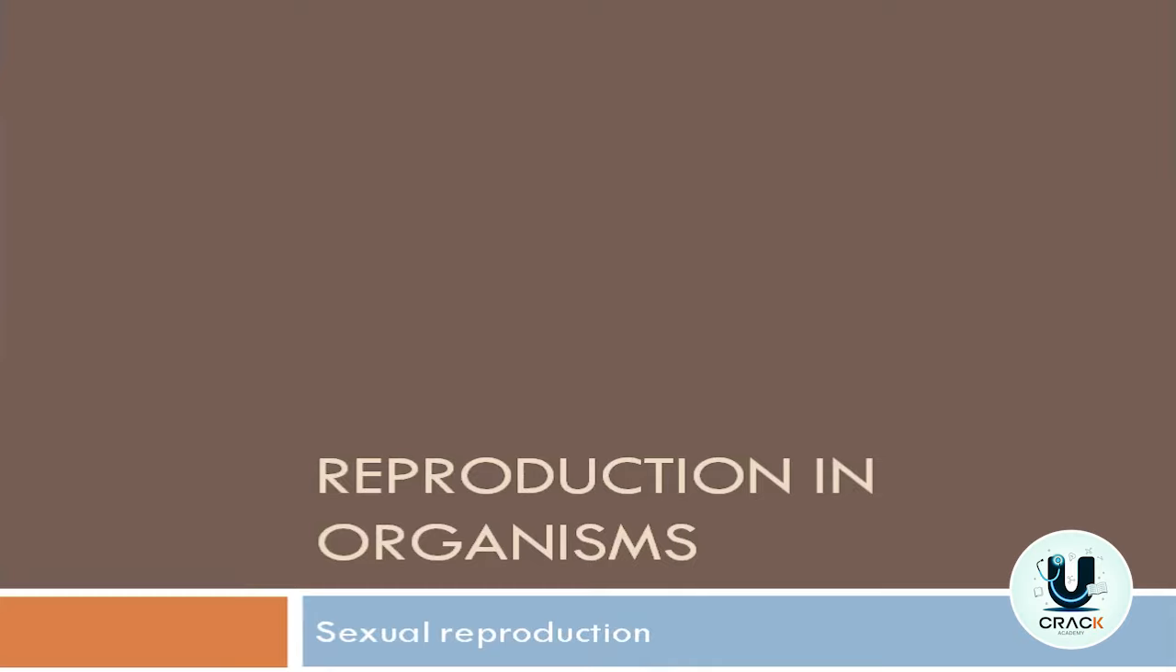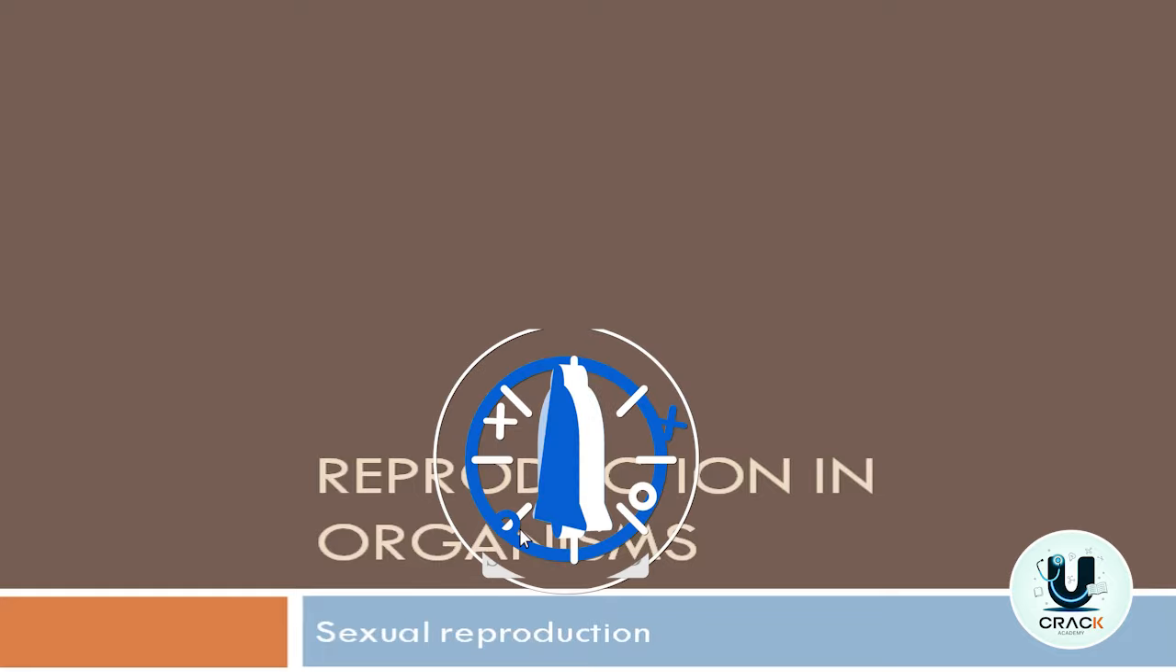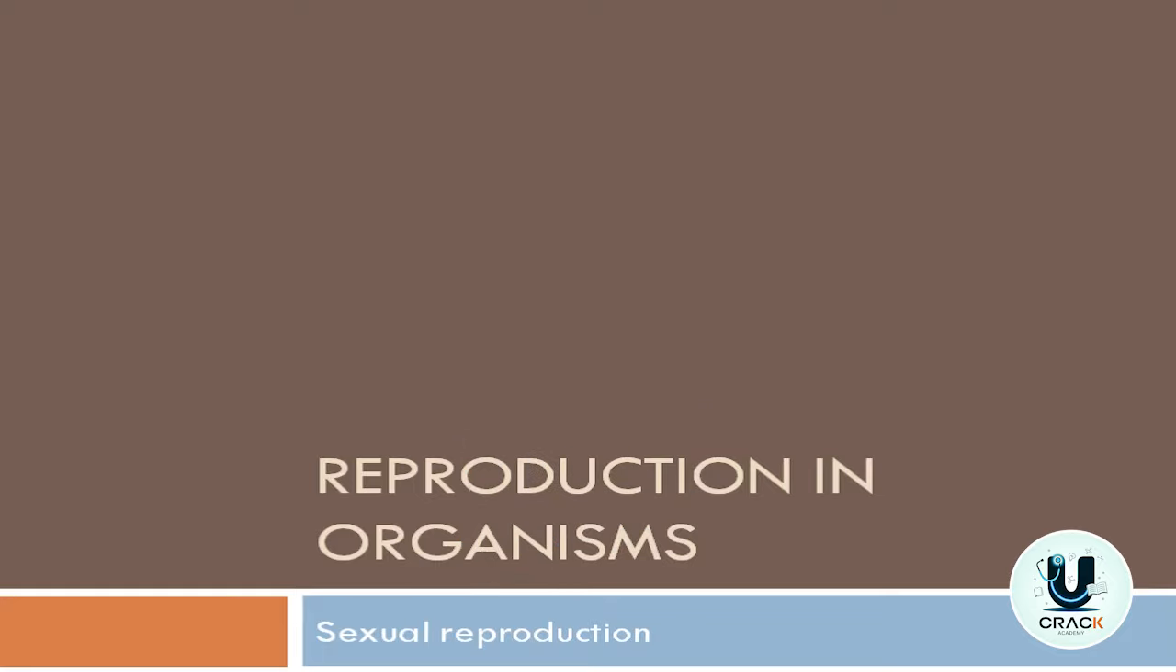Here we are going to present a gist of Unit 6, Chapter 1, Reproduction in Organisms, Part 2. Especially we are going to look into sexual reproduction. Kindly watch the video till the end and get the benefit.